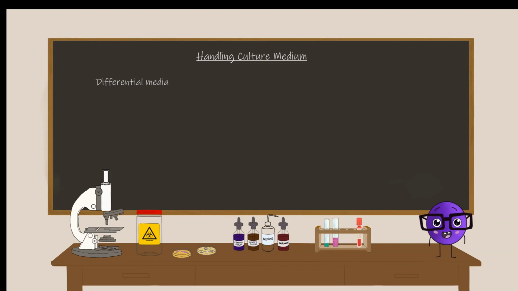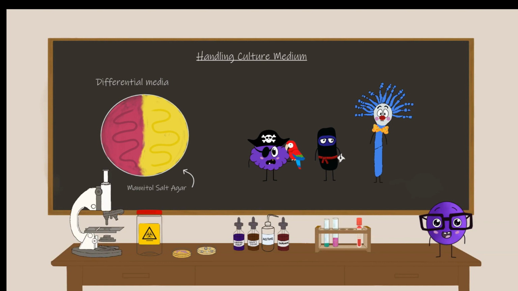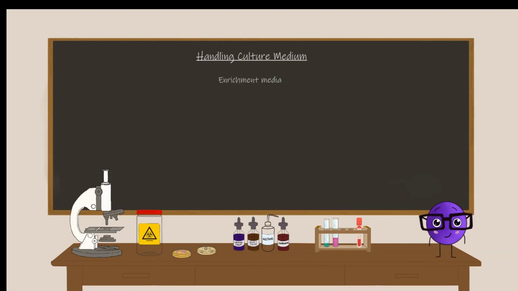Differential media. Think of differential media like a costume party. It allows us to distinguish between different microbial types based on their reactions to the media's ingredients. Some microbes might turn the media a specific color, while others leave it unchanged. This color-coded response helps us easily identify the desired microbe. Mannitol salt agar is an example of this type of media.